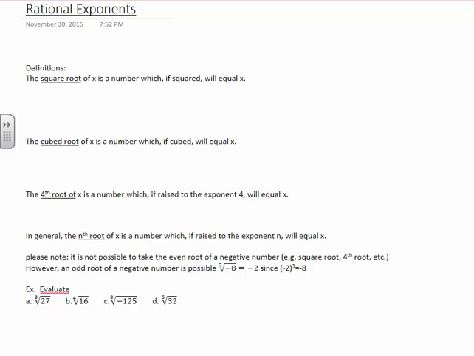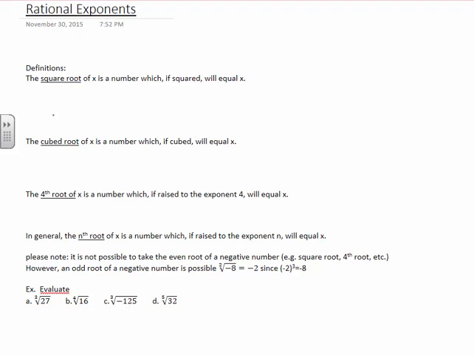Yesterday we reviewed all of our exponent laws, and today we're just going to expand on that and look at what happens now if our exponent has a fraction in it. But before we can do that, we just need to review a little bit of our basic math terminology. For example, the square root.